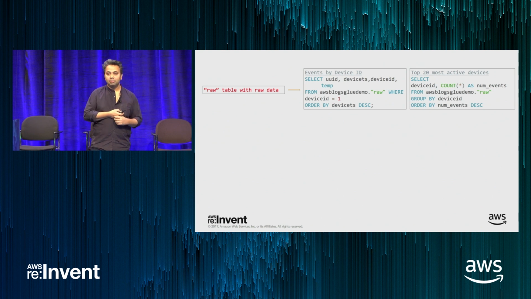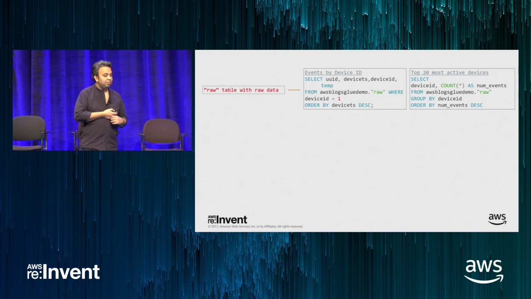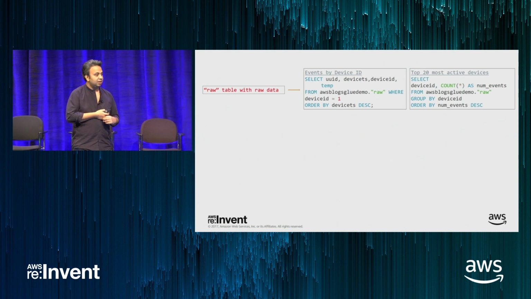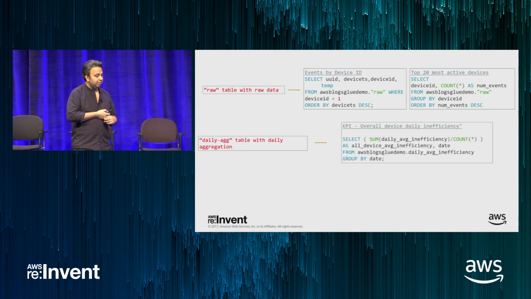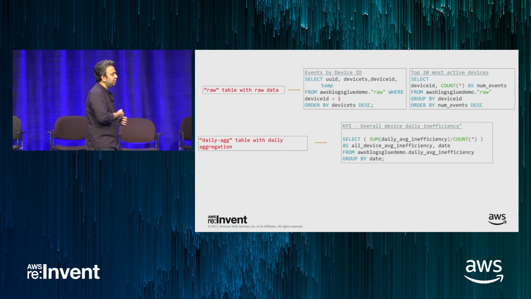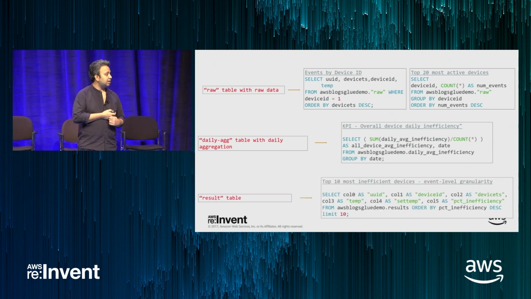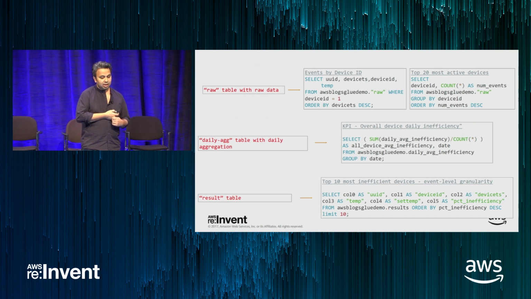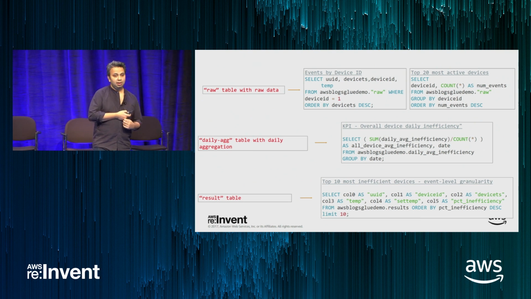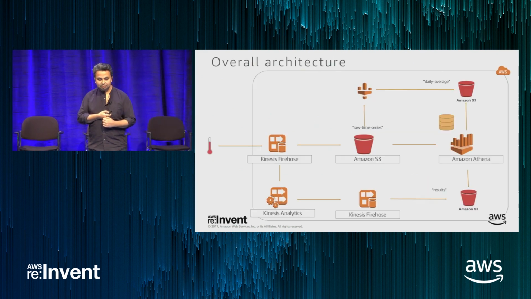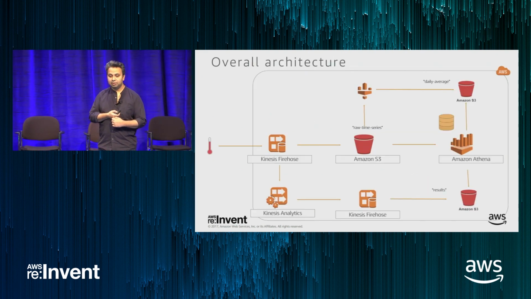So when I query the raw table, I can get information like this. Give me the events by device ID, give me the top 20 devices. When I query the daily aggregation, I can say, give me a KPI, like a daily overall efficiency of the device. Or I can go to the result table and run a simple query like the top 10 most inefficient devices that I'm seeing on a per second or a per hour basis. This is what the whole architecture looks like.